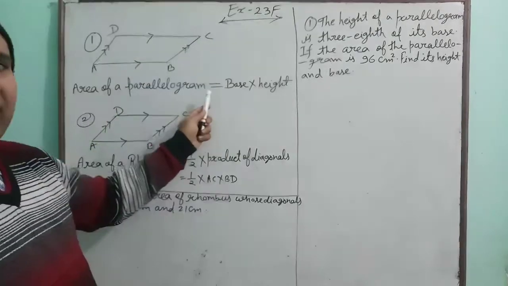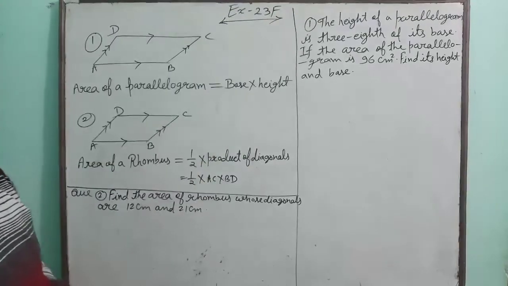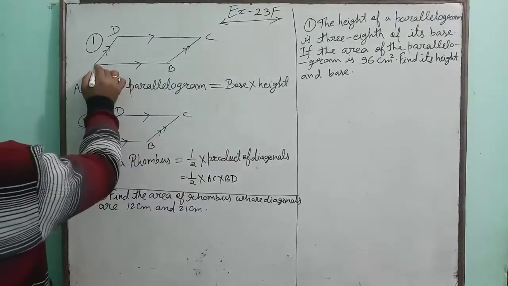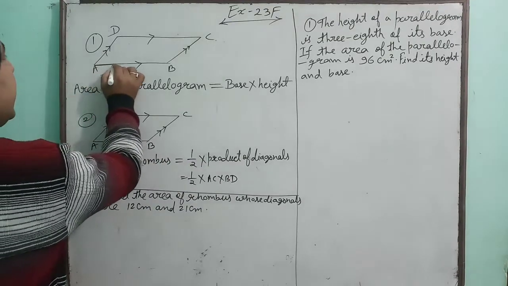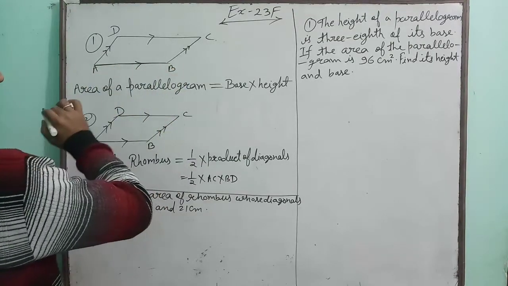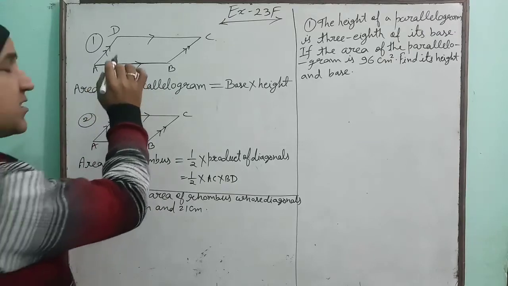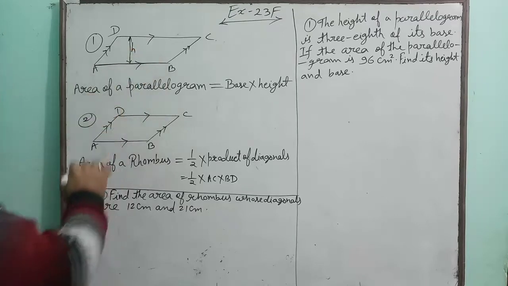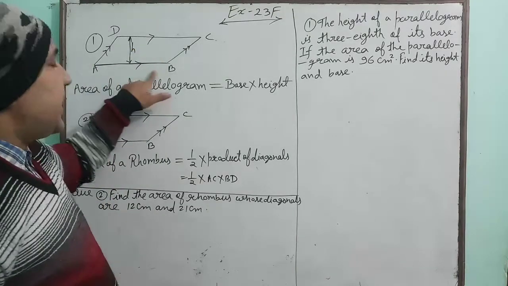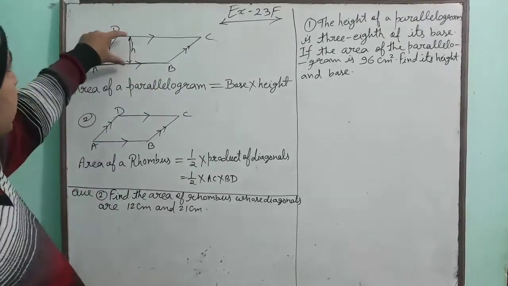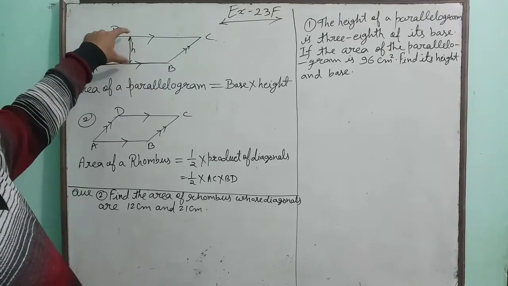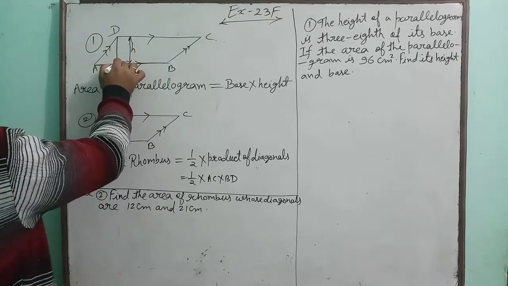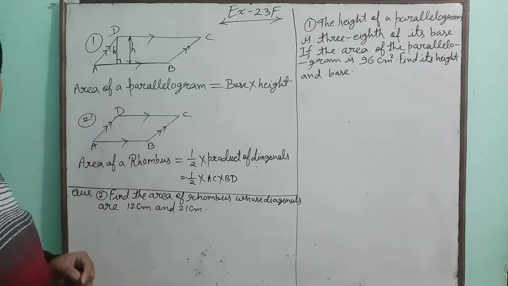Area of a parallelogram is base into height. Now you have to understand what the base is and what the height is. Suppose you are taking AB as the base. A side of the parallelogram will be the base, and the distance between the parallel sides will be the height. If you are taking AB as the base, then the distance between AB and DC, that means if we draw a perpendicular from here, will be the height.